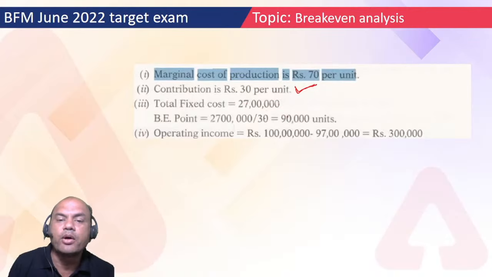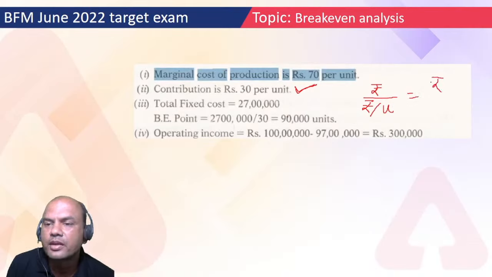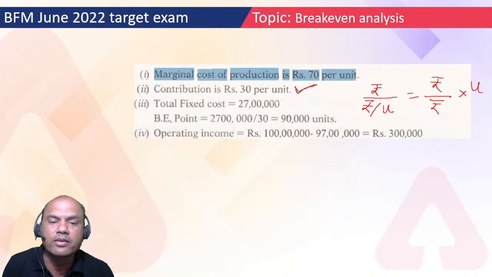So 27 lakhs upon 30. 30 is per unit. So how does the formula go? 27 lakhs is rupees. Contribution is rupees per unit. So when I do this A upon B upon C, the answer is rupees upon rupees into units. This unit goes up, so the rupees get cancelled and we remain only with units. That's why we got 90,000 units over here. So my break-even point is 90,000 units.